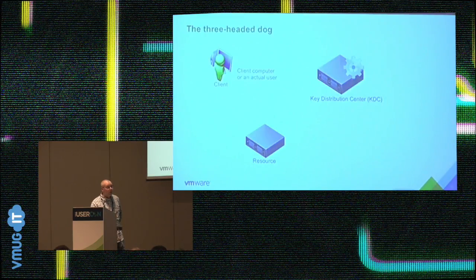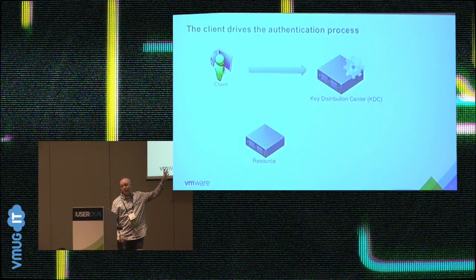So why is it called Kerberos? Well, obviously for the three-headed dog. So we have three parties as well in this protocol. We have the client, we have the resource, and a KDC, the key distribution center. And obviously, in the Microsoft world, this is your Active Directory domain controller.